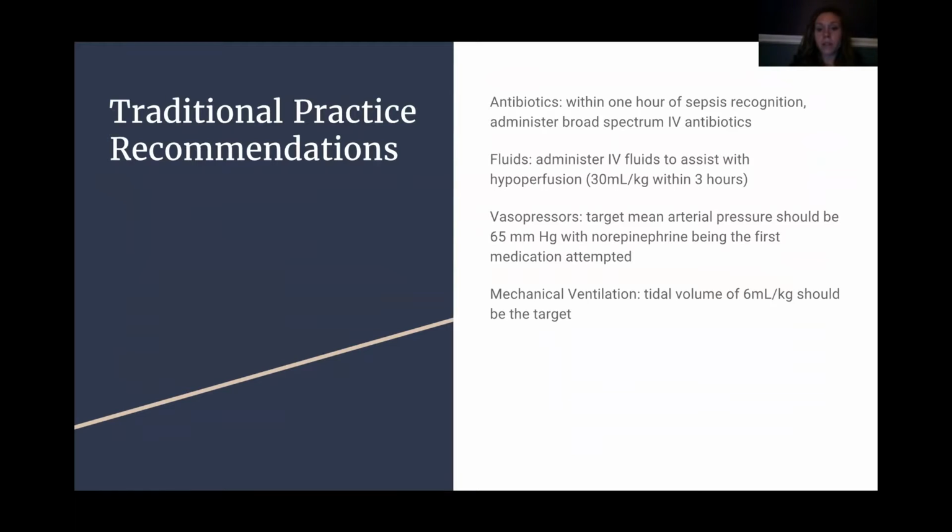Vasopressors may be necessary when sepsis is occurring, and the target mean arterial pressure should be about 65 millimeters of mercury, with norepinephrine being the first medication attempted as far as vasopressors go. And finally, mechanical ventilation may be required. The tidal volume of 6 milliliters per kilogram should be the target.